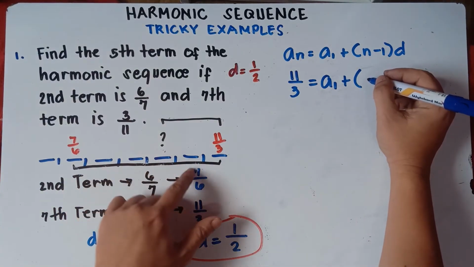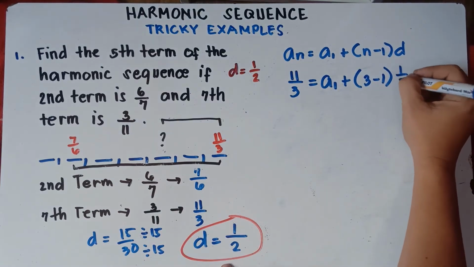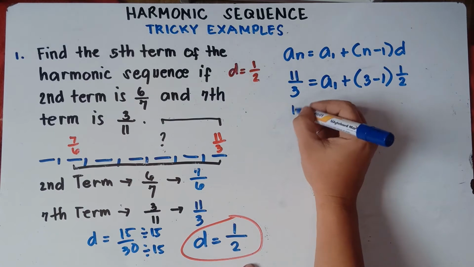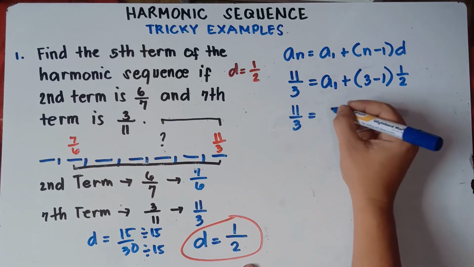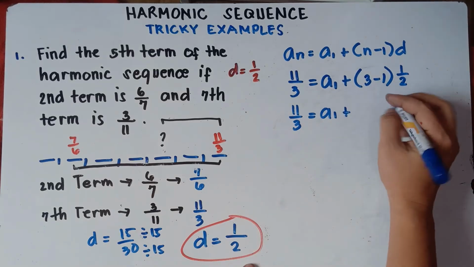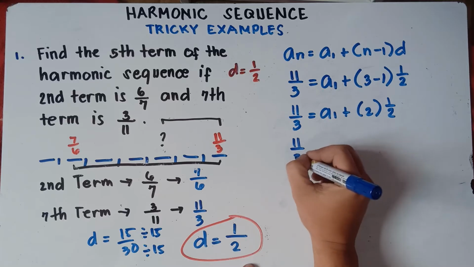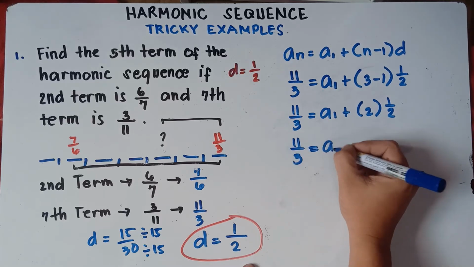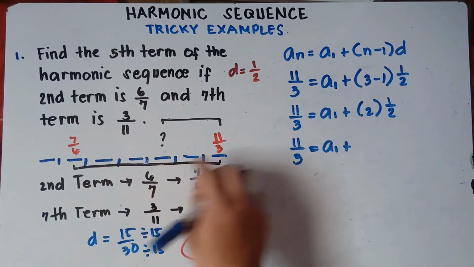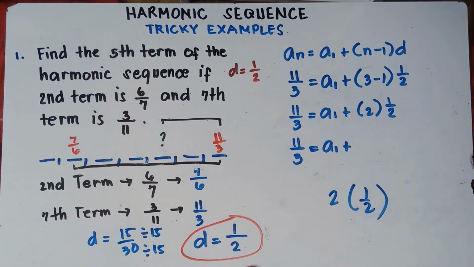So n, 1, 2, 3. The number of terms is 3 minus 1, and the common difference is 1/2. So 11 over 3 equals the first term, or our fifth term, plus 3 minus 1 is 2, times 1/2. So 11 over 3 equals the first term plus 2 times 1/2, class.